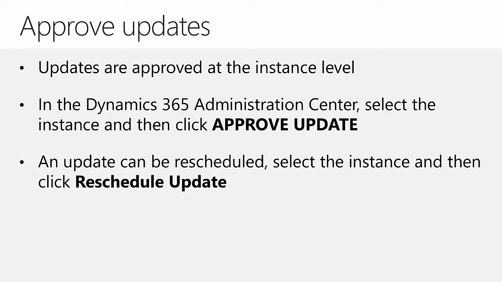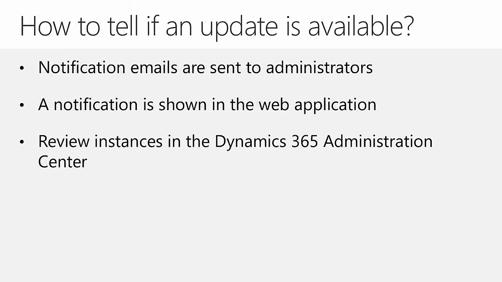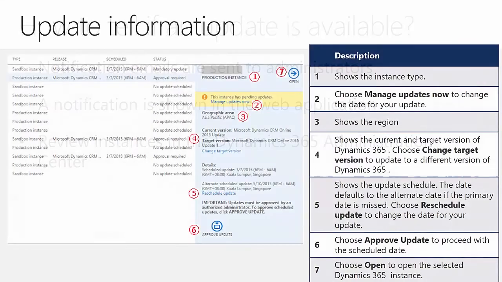And just like the task we discussed in the last module, approving and rescheduling updates is also done through Dynamics 365 Admin Center. When updates become available, notification emails are sent to administrators and extra recipients configured to receive notifications at the instance level. Also, a notification is shown in the web application when admins log in. Individual instance updates can be reviewed and managed in Dynamics 365 Admin Center. Here you can see the process that admins can walk through to approve an update for an instance.